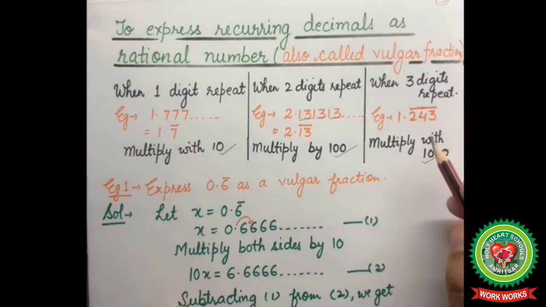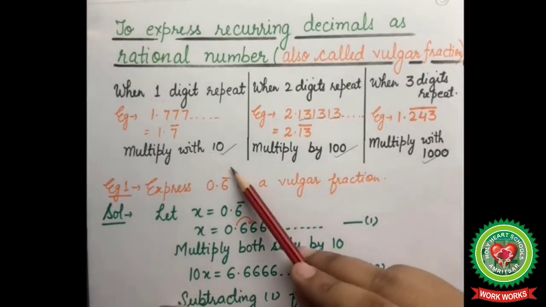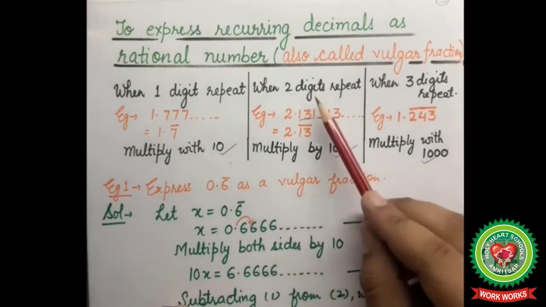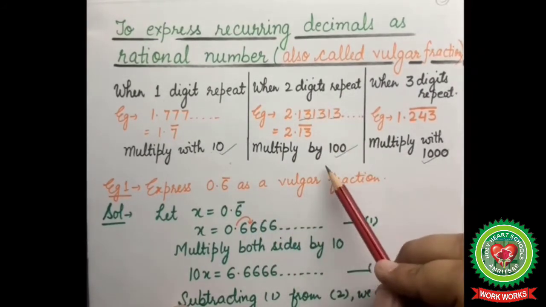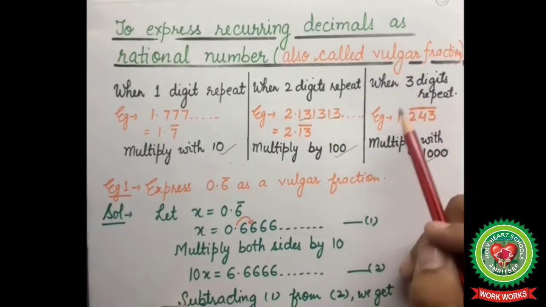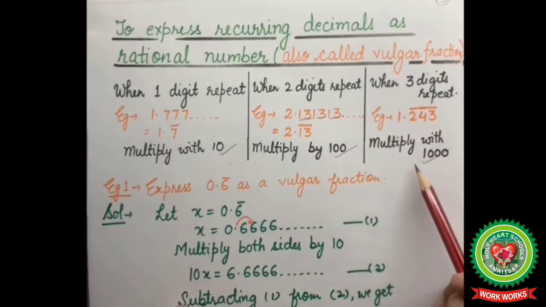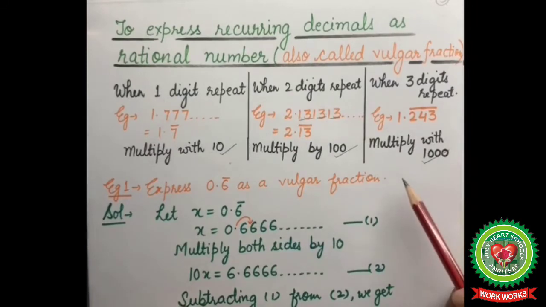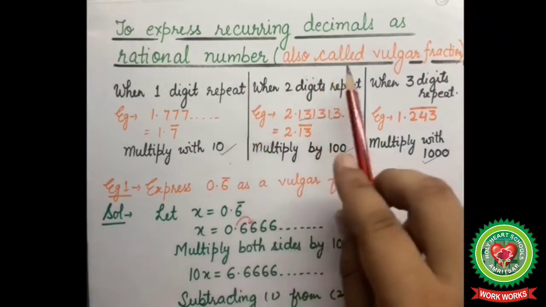Now students, you are going to remember this thing. In case only one digit is being repeated, we are going to multiply with 10. If two digits are being repeated, we are going to multiply with 100. Now in case three digits are being repeated, we are going to multiply with 1000. Now let us look at an example of how we are going to convert a recurring decimal into a rational number or a vulgar fraction.